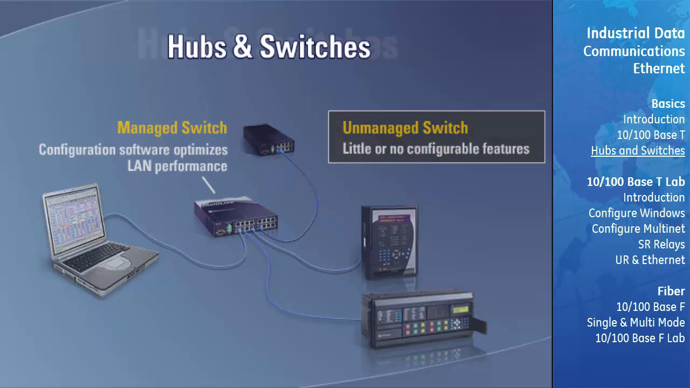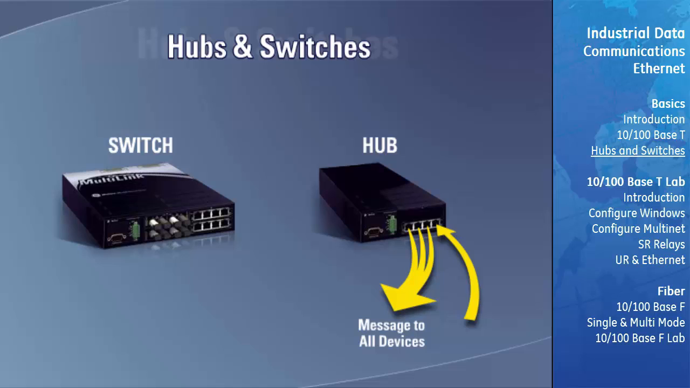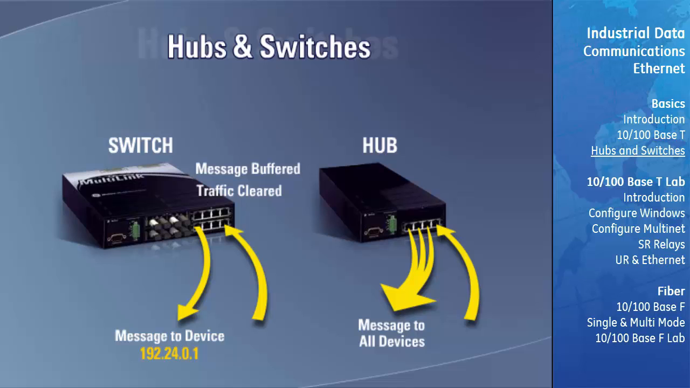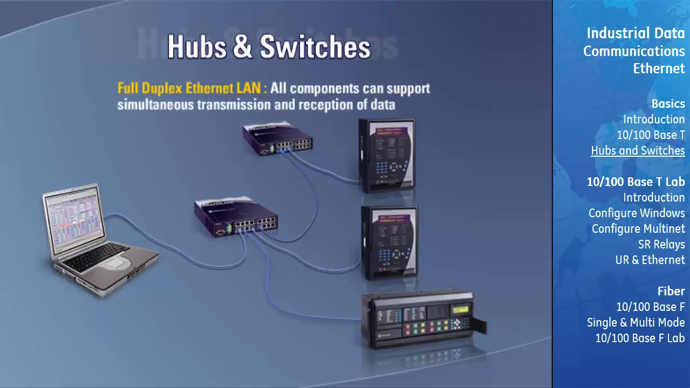There are many advantages of a switch over a hub. Hubs just transfer information from one port to all other ports. Switches, on the other hand, can learn the location of specific devices and route messages to them, thereby reducing data traffic on the network. Switches also have the capability of buffering messages, which eliminates collisions on a full duplex Ethernet LAN. Let's take a closer look at this feature. Within a full duplex Ethernet LAN, all components can support simultaneous transmission and reception of data.